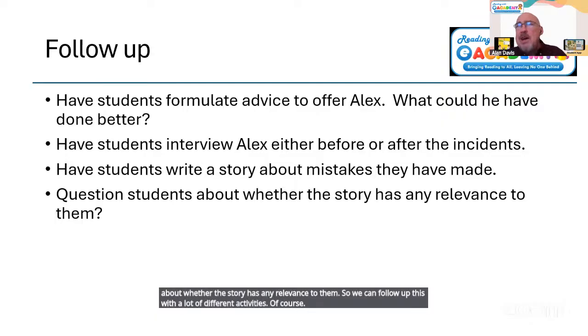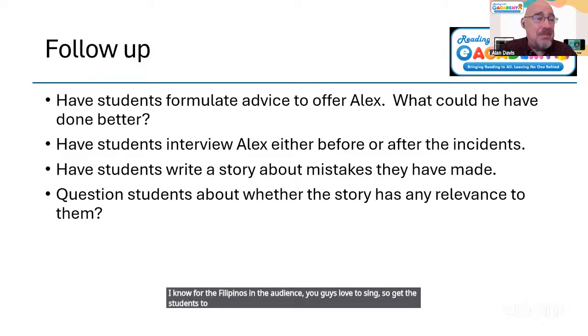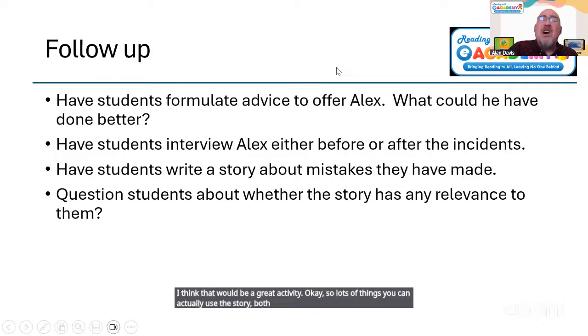Of course, we could also have students act out the story. We can have students write a song about it. I know for the Filipinos in the audience, you guys love to sing. So get the students to write a song about Alex and sing it to the class. I think that would be a great activity. Okay, so there are lots of things you can actually do with the story, that will fit all of the 6C framework.